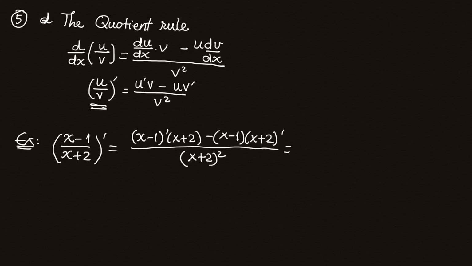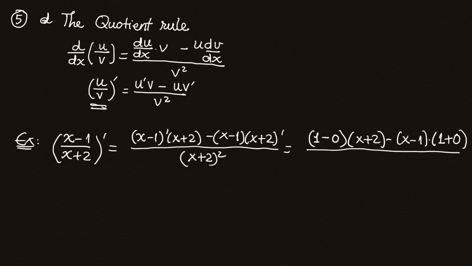Then I have this addition of two functions, x and minus 1. The derivative of the first one, x, gives you 1. The derivative of 1 gives you 0. Multiplied by x plus 2, minus x minus 1. The same here, the derivative of x is 1, the derivative of 2 is 0. Divided by x plus 2 squared.